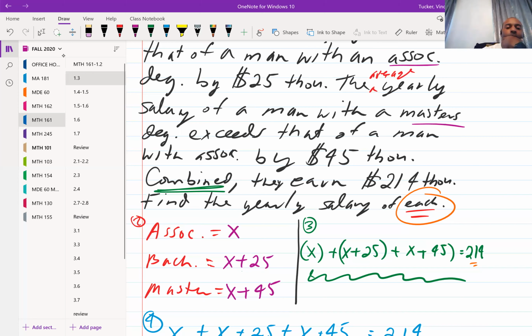Questions on that setup right there before we go any further? Step 2. You call one of your unknowns X, and then you write the other ones in terms of that X.